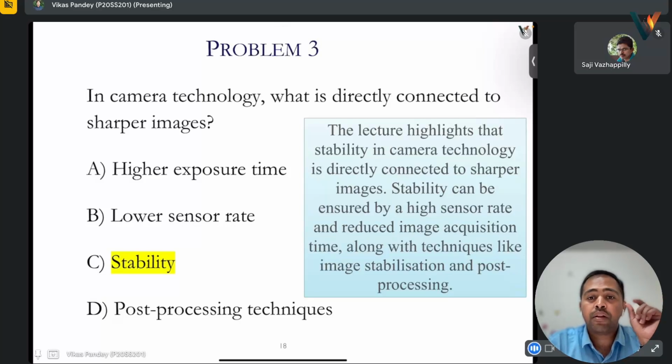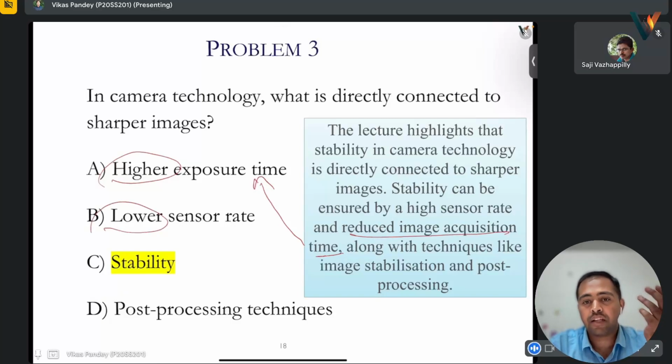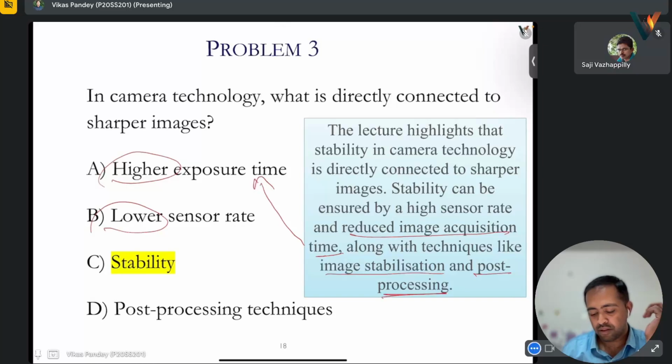So how can this stability be ensured? This can be ensured by using a high sensor rate and reduced image acquisition time. So very little exposure time, not high but less exposure time, and a high sensor rate, not a low sensor rate. Along with techniques like image stabilization and post processing, these will enhance it later. Image stabilization is something like a feedback mechanism that is now being used.